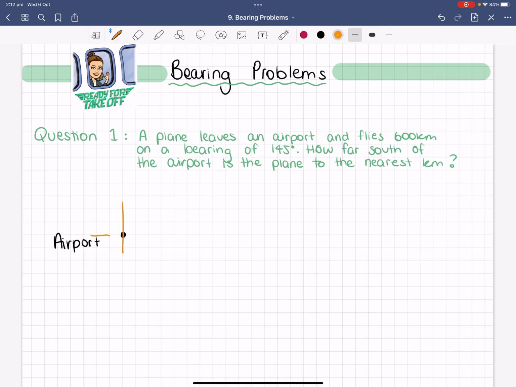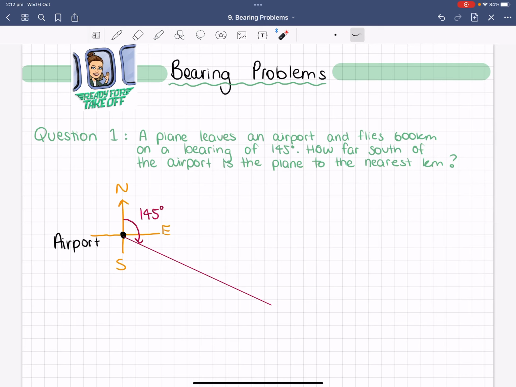So if we're leaving from the airport and we're going on a bearing of 145 degrees, then that is going to be somewhere down here, right? Because if this is our north, and then here we've got east, south, the plane is leaving this airport and it's flying on a bearing of 145. We know 145 degrees falls between south and east, right? Because that's 90 and that's 180. So it's going to be roughly in between there somewhere. So let's just draw a line, because that tells us that's this bearing of 145 degrees. Doesn't have to be exact, just roughly.